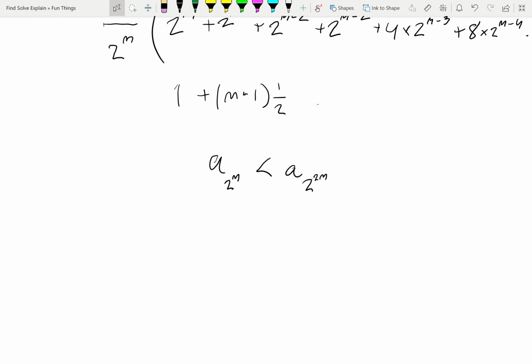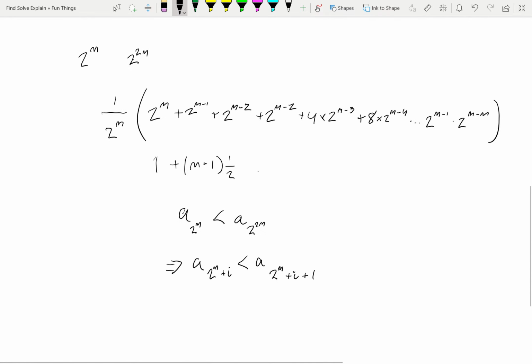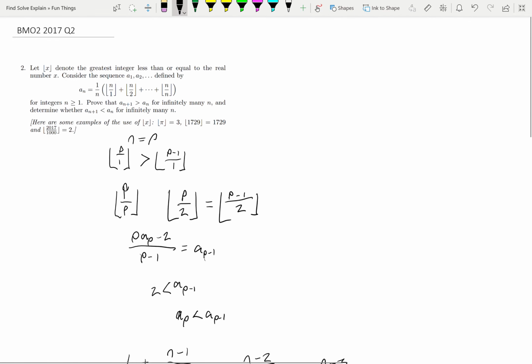What this means is somewhere between this, I'm going to write this as 2 to the m plus i has to be less than 2 to the m plus i plus 1. So therefore we have done the first part of the question and the second part, although in reverse order.